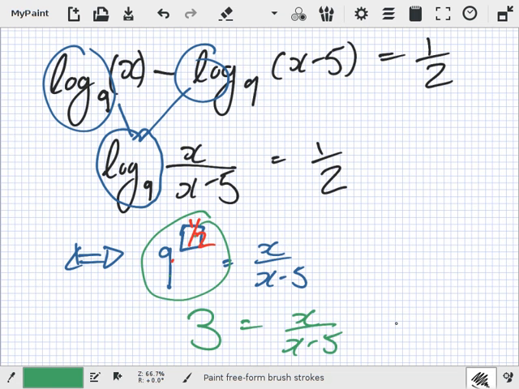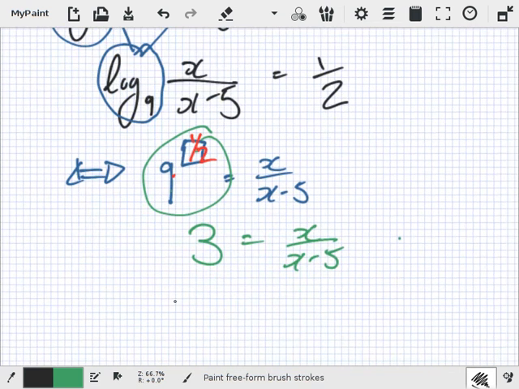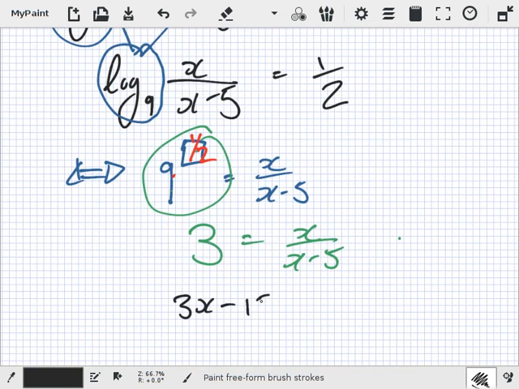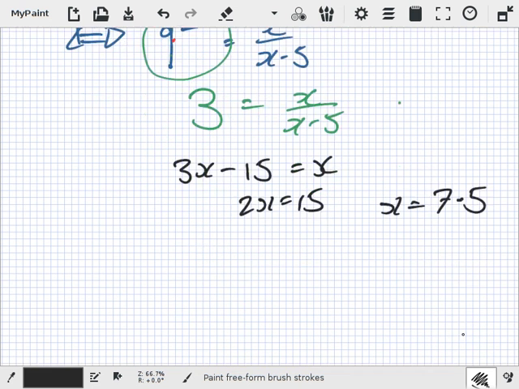Can you solve this? This is easy to solve, isn't it? You get 3x minus 15 equals x. So you get 2x equals 15. So x equals 7.5. Is it okay? Alright. Are you sure? Okay, good. The next one.